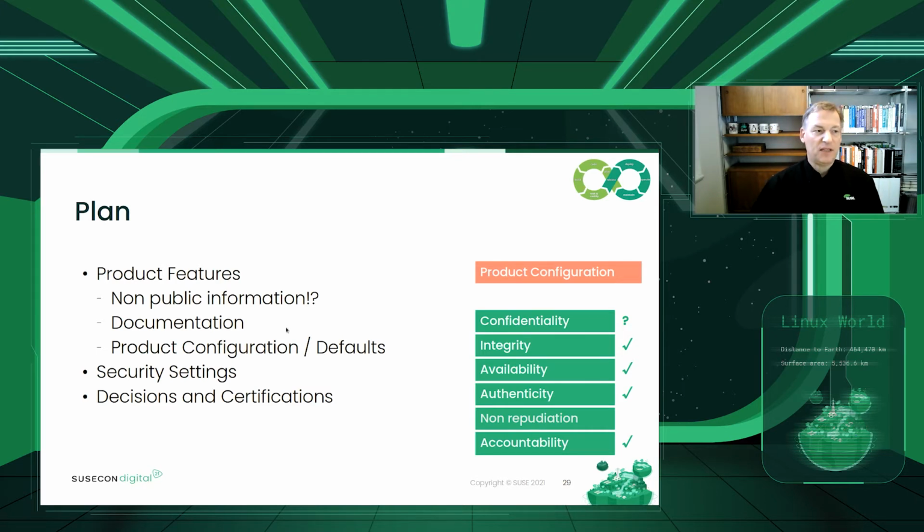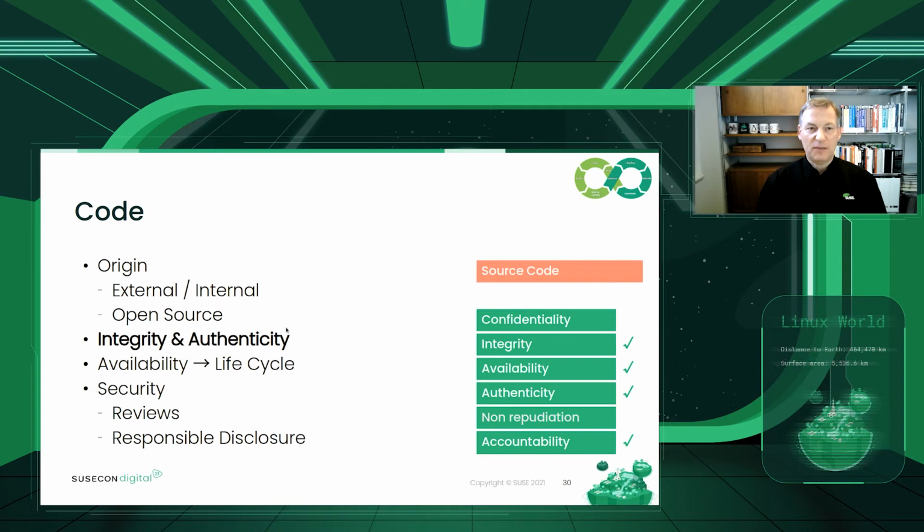Most of you might think about code when you think about a secure software supply chain. So in this case, the source code. Here we are talking about the origin. Is it an externally delivered software code? Is it internally delivered? For us at SUSE, very relevant, is it open source? It always needs to and should be.